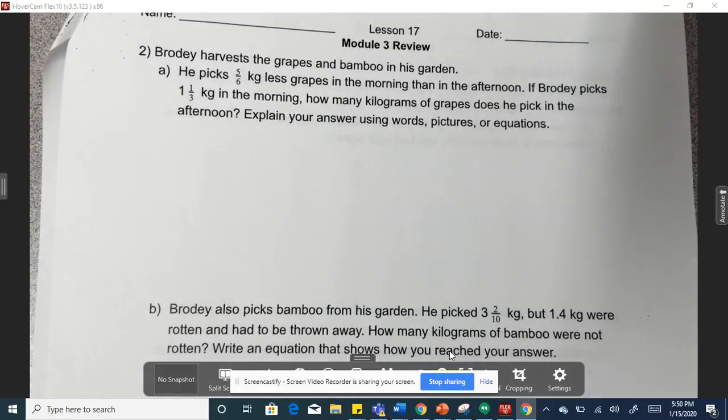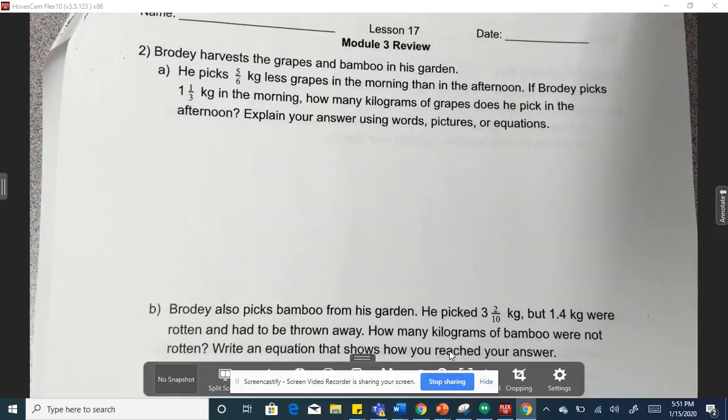Brody harvests, which means he's picking up all the food that's ripe and ready to eat. So Brody harvests the grapes and bamboo in his garden. He picks 6 kilograms less grapes in the morning than the afternoon. So I'm thinking to myself, he picks up less grapes in the morning than the afternoon.